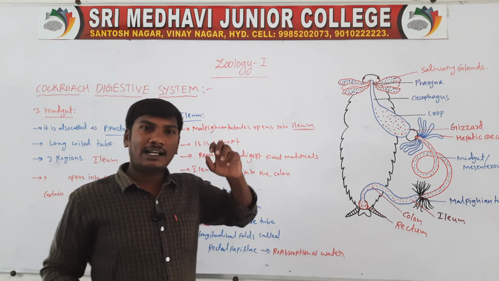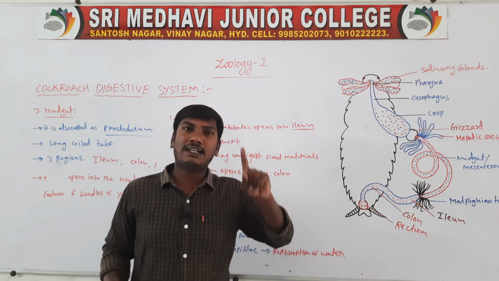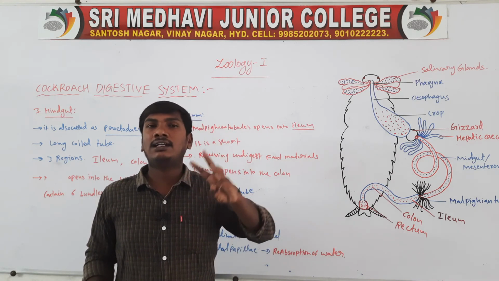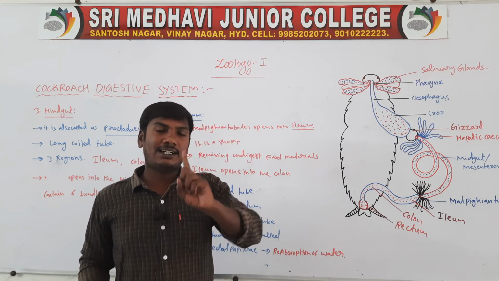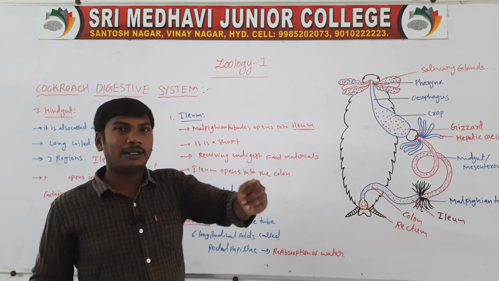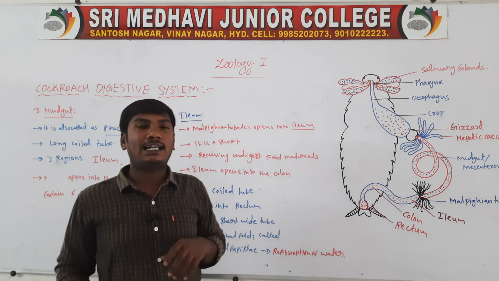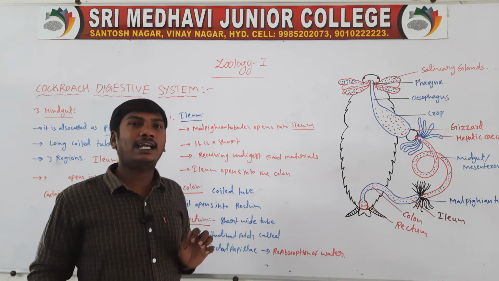Next, the hindgut contains three regions: first the ileum, second the colon, third the rectum. First heading, ileum. The midgut opens into the ileum. The Malpighian tubules also open into the ileum.